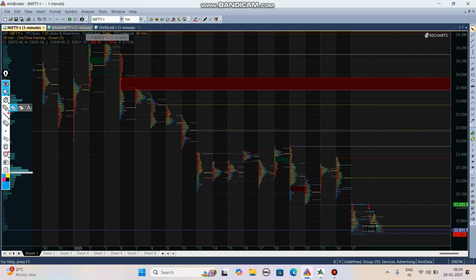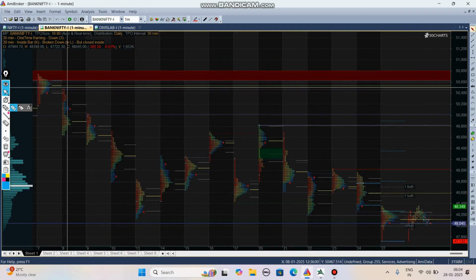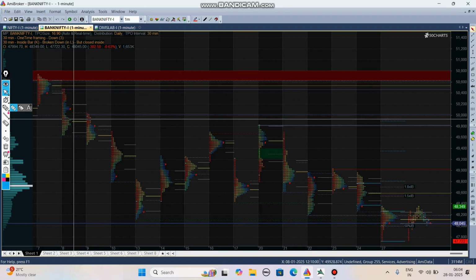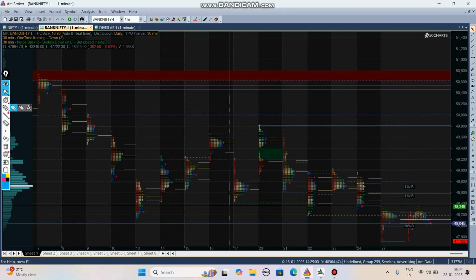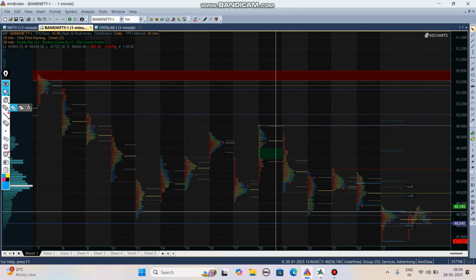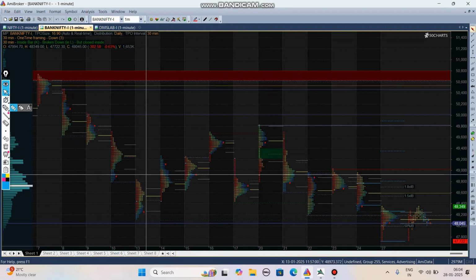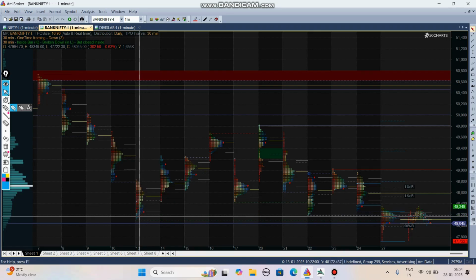Second, the Bank Nifty: the auction process begins here, where the development starts. What the profile will tell you is how the range of the bell curve is, and whether this auction process is completed or not.